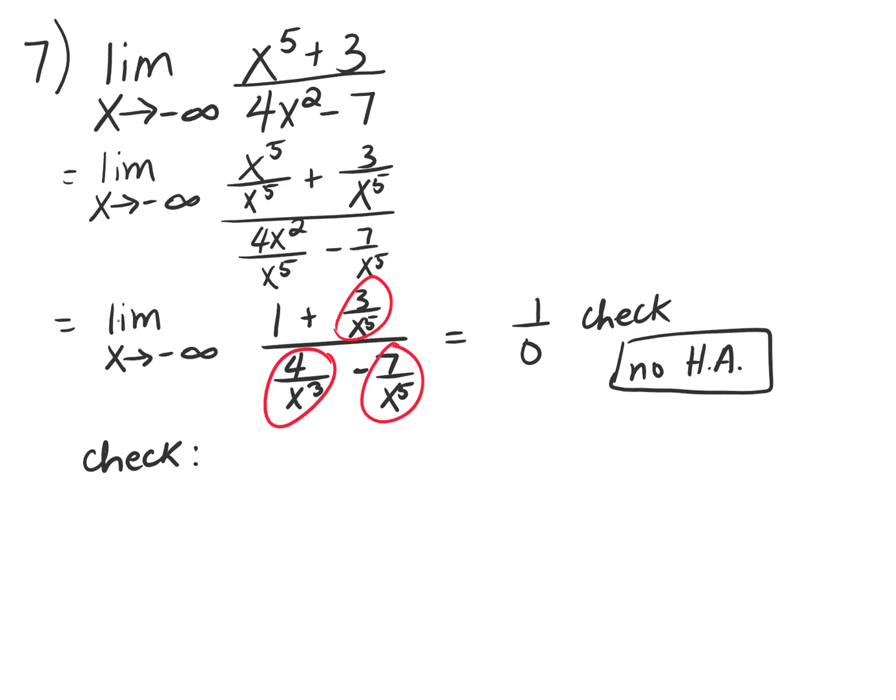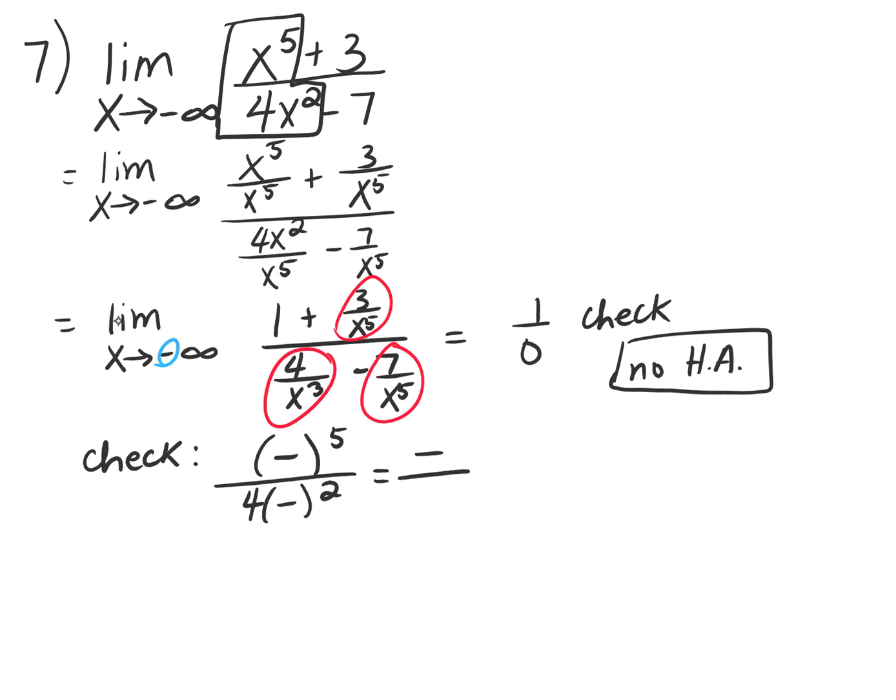So we do our check. Now, because it's going to negative infinity, we want to check the negative aspect. So go back to the beginning. Again, really focus in on the leading terms. What would happen if I plugged in a really large negative number to those leading terms? A large negative number to the fifth is going to come out negative. And then a negative number squared is going to be positive. So this would end up approaching negative infinity.